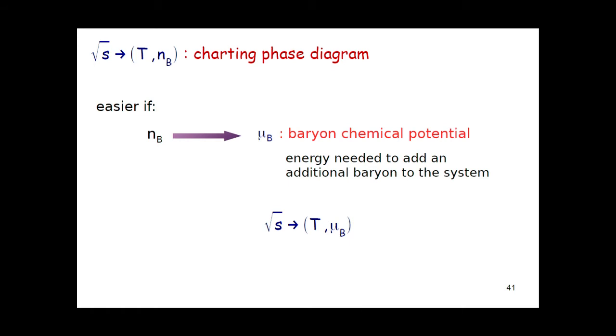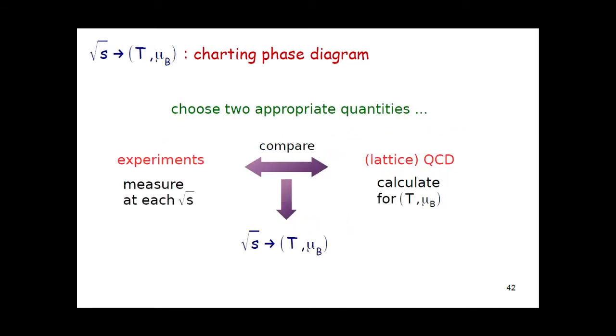So once we do this trade-off, then to chart the phase diagram, what we have to do is find a relation between the collisional energy, which is the only tunable parameter in the experiments, and the thermodynamic variables like temperature and chemical potential. So how can we do that? Since we need to determine two variables, we have to choose at least two appropriate quantities. This has to be carefully chosen from both sides. These two quantities are measured in experiments as a function of the beam energy. And the same quantities have to be calculated on the theory side as a function of temperature and the baryon chemical potential. Then we can match theory and experiments and do a mapping between this collision energy and the thermodynamic variables.